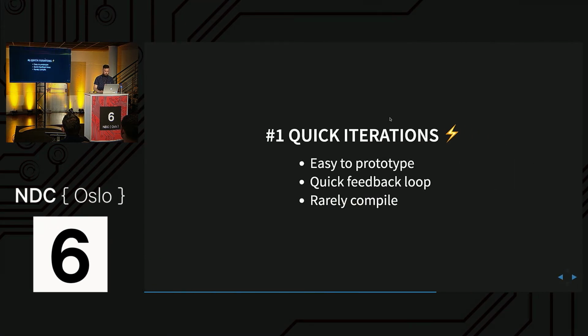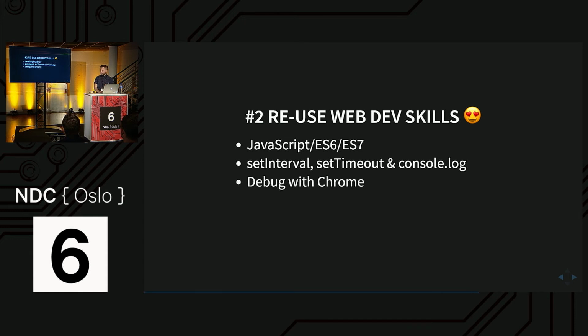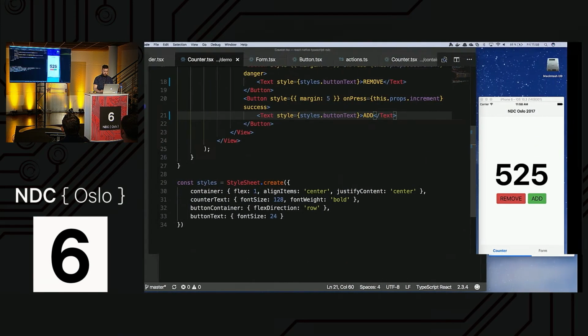So that's number one. Number two, you can reuse existing web development skills. You might be familiar with hybrid apps, and just like there, you can use JavaScript. But you also have access to more advanced ES6 and ES7 features. And to make it even more like making a web app, they have also re-implemented several familiar functions like setInterval, setTimeout, console.log, stuff you might be familiar with. But I think probably the coolest thing about developing React Native apps is that I can debug with Chrome, which is really powerful. So I have an example here as well.